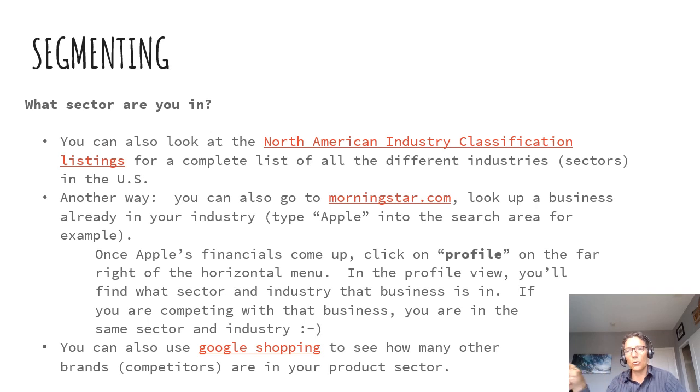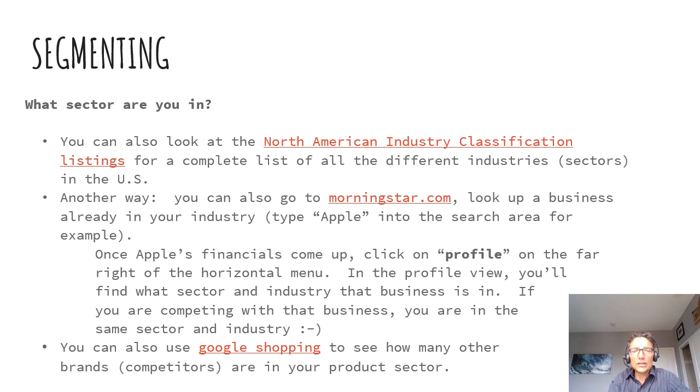But if you look at the horizontal menu bar on the far right, there's a selection called Profile. If you click on Profile and scroll down, it'll tell you what sector and industry Apple is in. You can do this for your own product categories, but you have to find an existing business, a large, well-known company that's probably public and therefore selling stock and therefore listed, and you can find their information to find out what sector you're in.